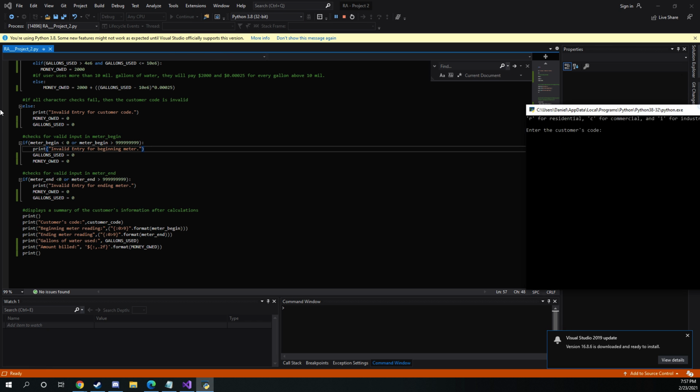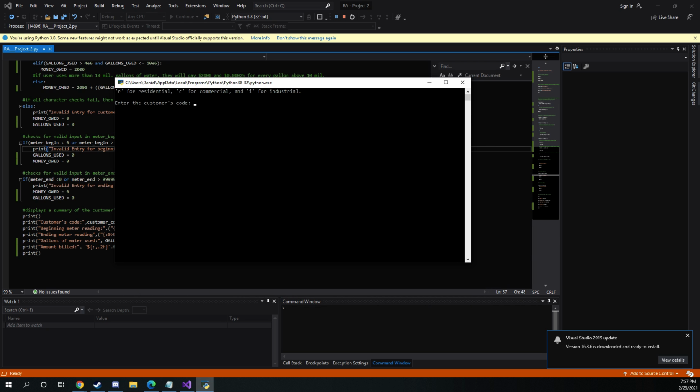And let's check one that's invalid. So let's put in a customer code of Z, which has no calculation to it because it's not a valid entry, but let's try it anyway. Now, here you can see that the amount of gallons we used and the amount we're billed is just 0, despite putting in valid inputs for the meter readings. Because we didn't put in a valid customer code, it's not going to compute anything correctly.